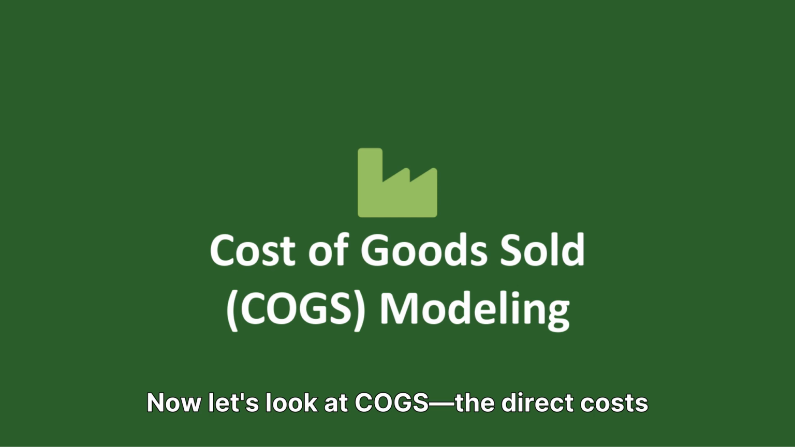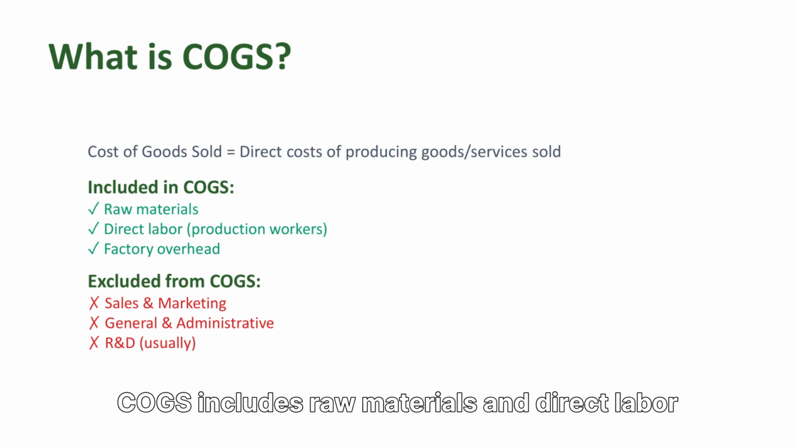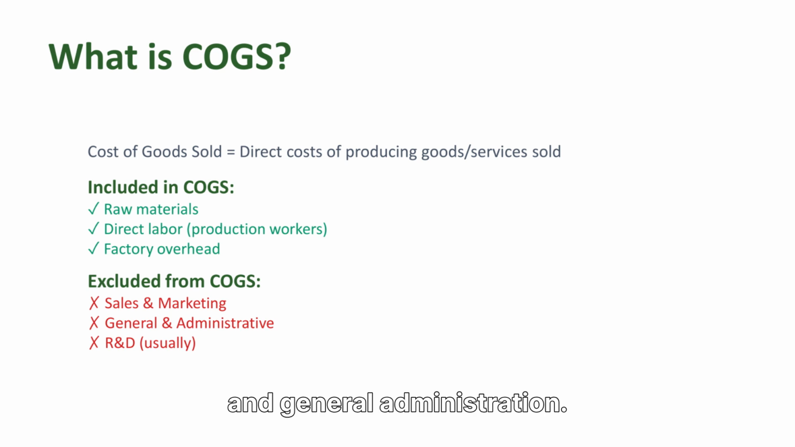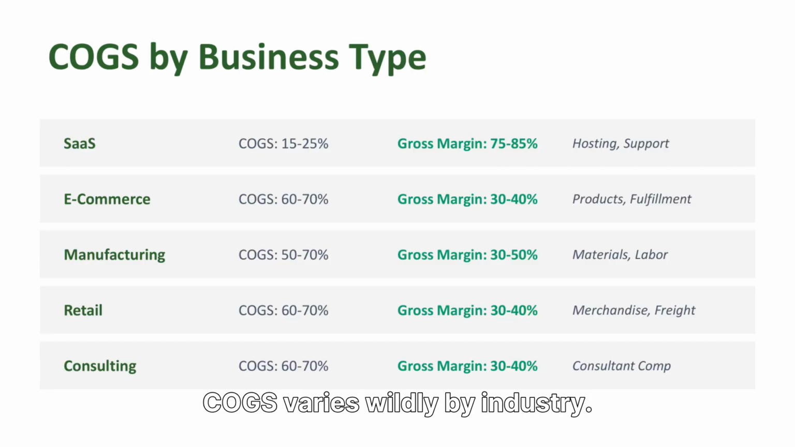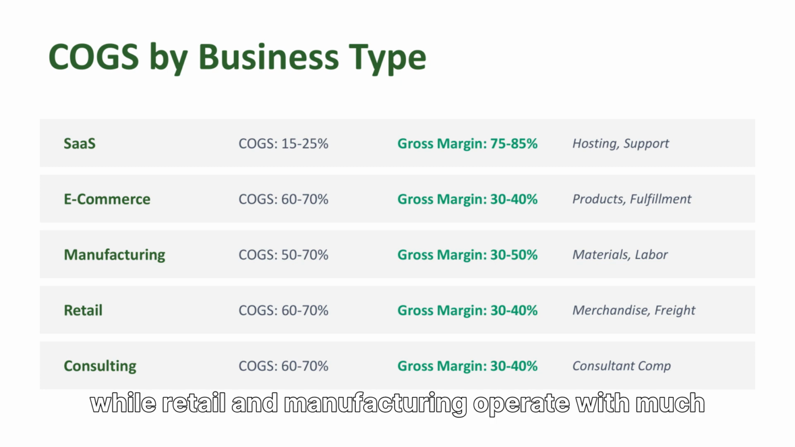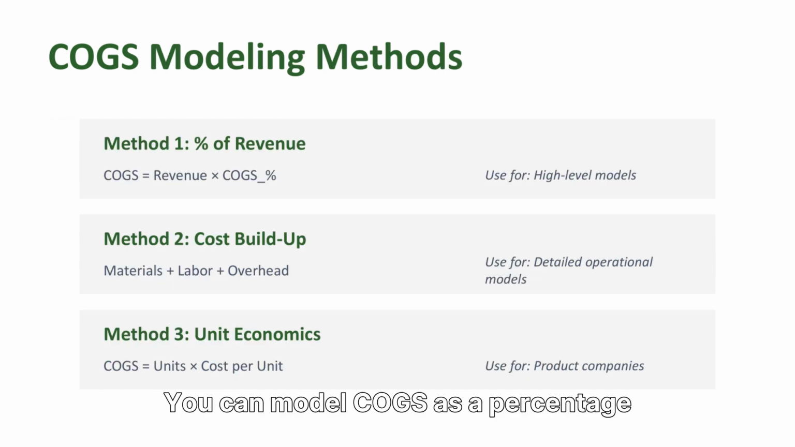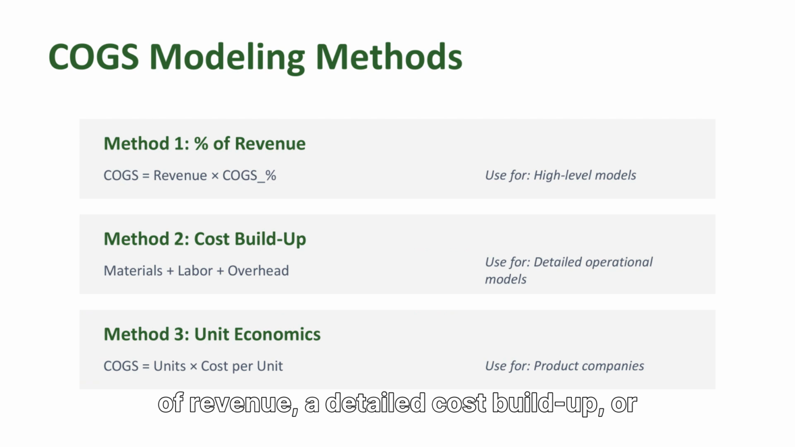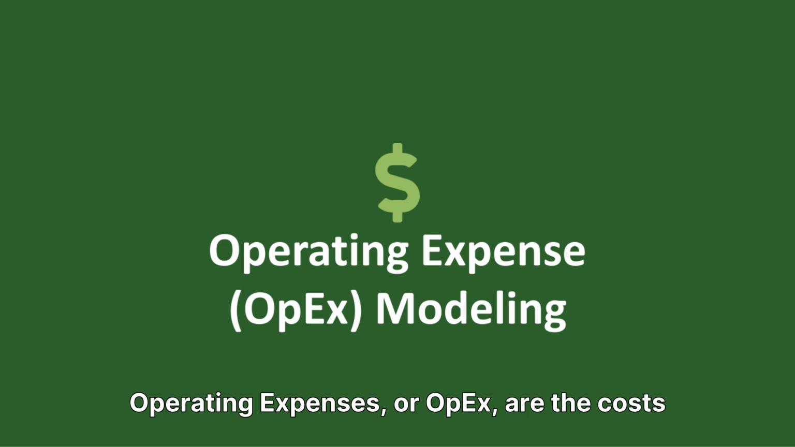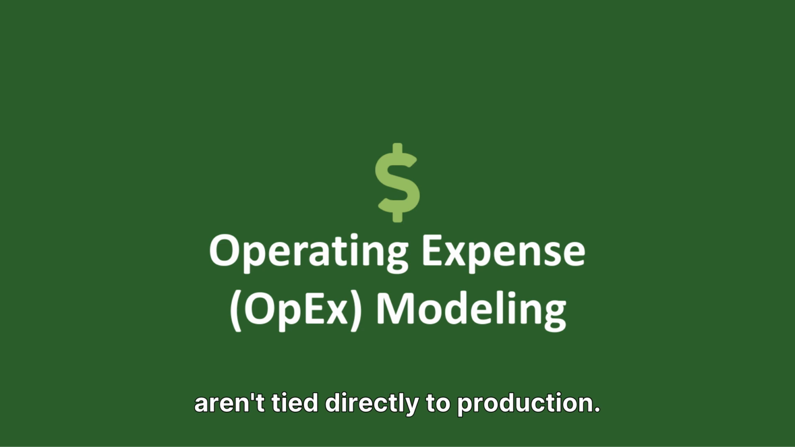Now let's look at COGS, the direct costs of producing the goods or services you sell. COGS includes raw materials and direct labor, but excludes indirect costs like sales, marketing, and general administration. COGS varies wildly by industry. A SaaS company might have 80% margins, while retail and manufacturing operate with much higher cost bases. You can model COGS as a percentage of revenue, a detailed cost buildup, or based on unit economics for product-focused companies.